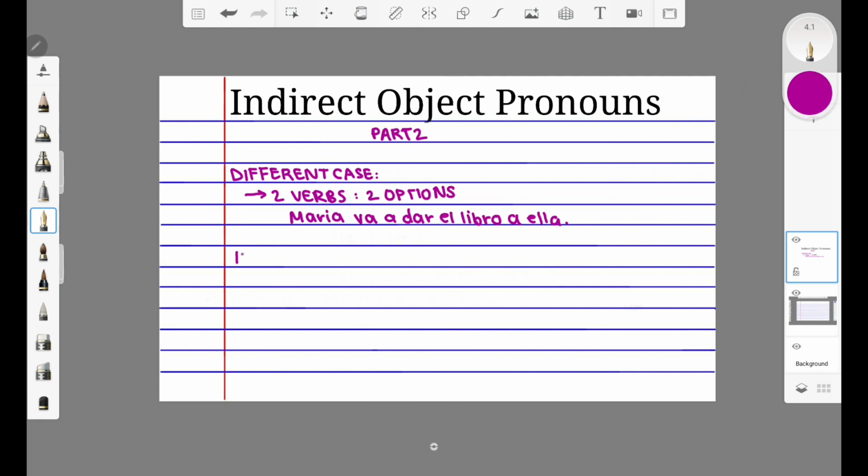Our first option is to use that same rule and say that the indirect object pronoun just has to be before the conjugated verb.